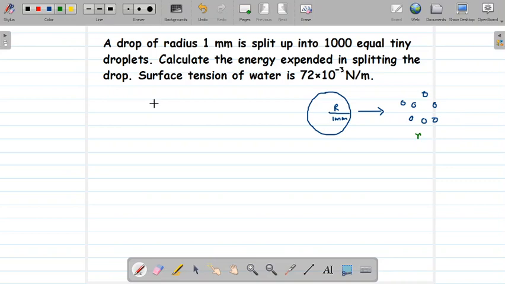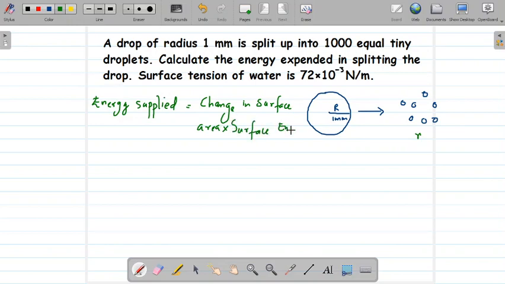So what will be the total energy supplied? The energy supplied will be equal to change in surface area multiplied by surface energy. So to begin, we should know the change in surface area happened to the system. For that, we need to find the value of small r. So let us begin by finding the value of small r.